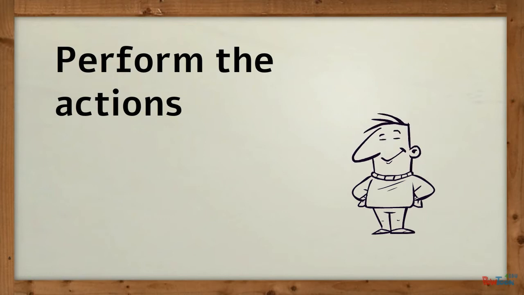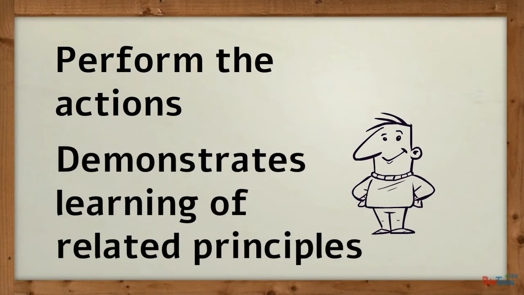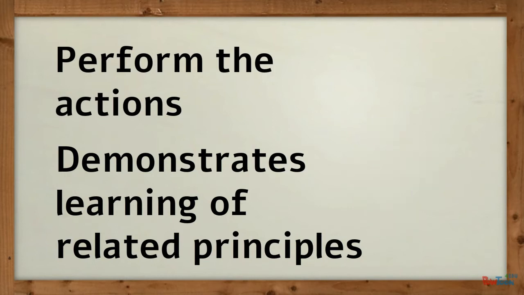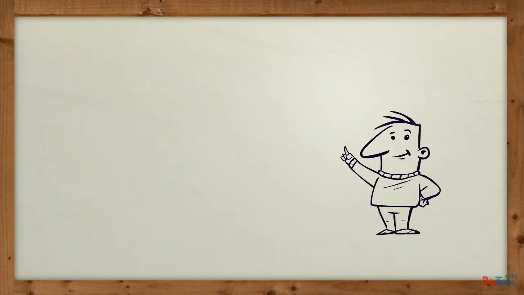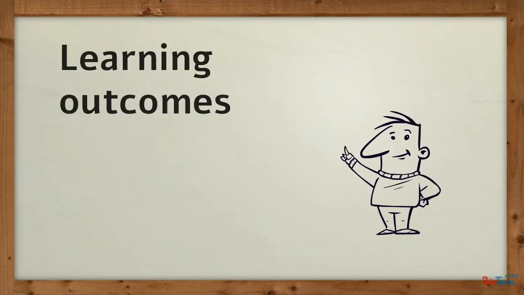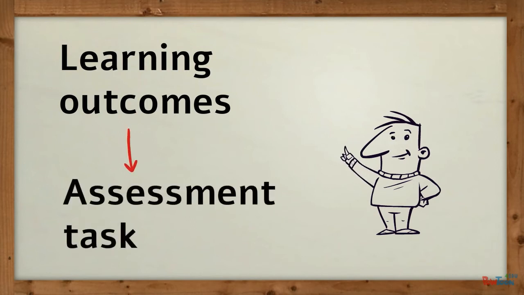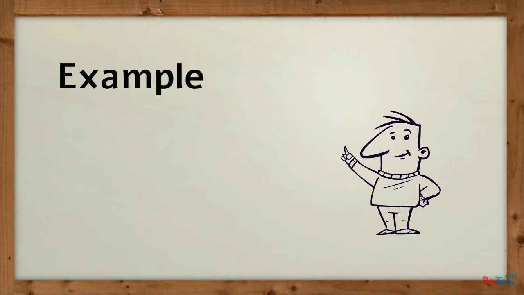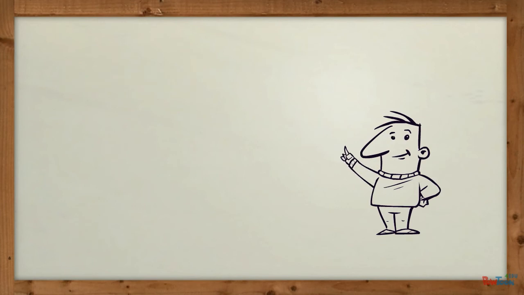If the learning outcome statements were well written, describing clearly what actions the learners are to be able to perform that would demonstrate that they have learned the related principles, then designing an assessment task based on that described action is easy to do. Can you see how starting with the learning outcome statement will lead you to designing an effective assessment task?